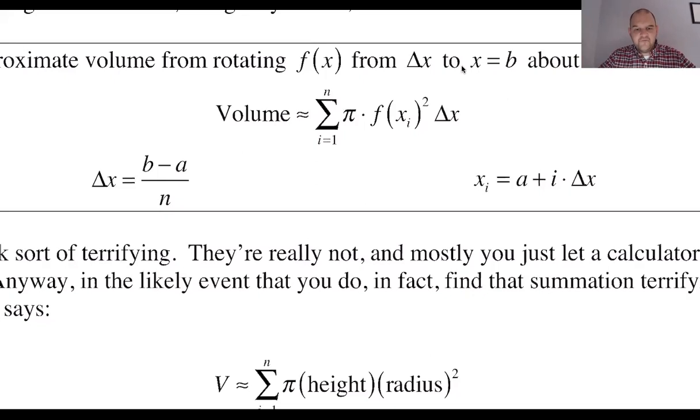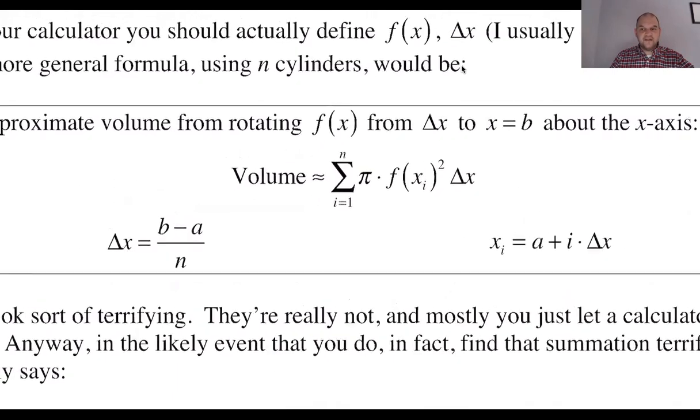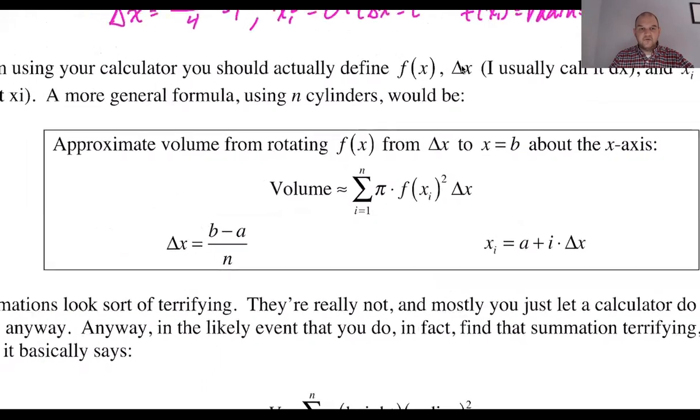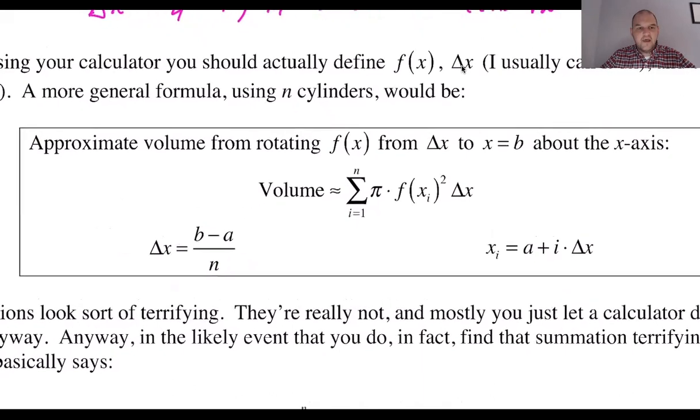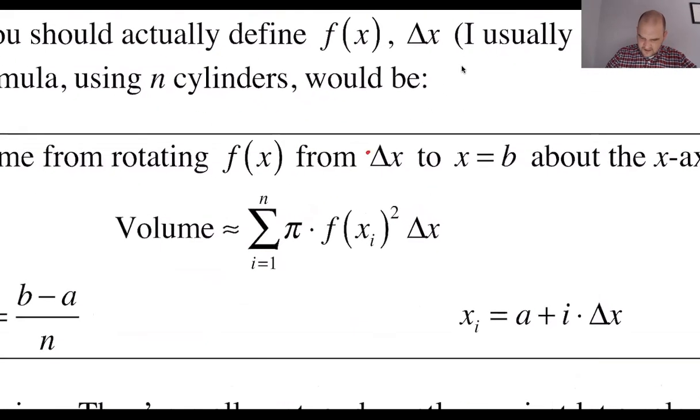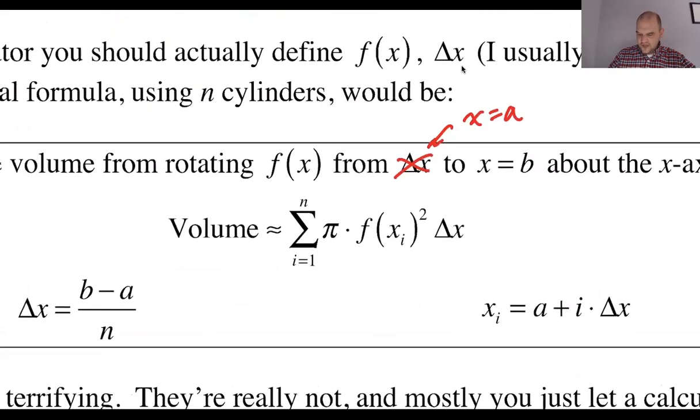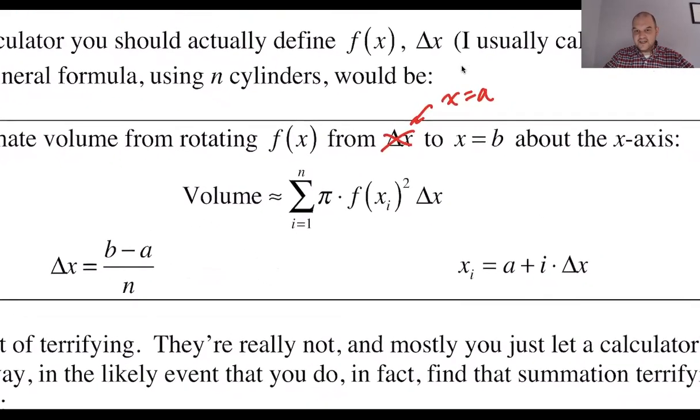So the first thing that I notice is that there's a typo in the notes that has survived for like a decade, and I don't recall anyone ever mentioning this to me. So approximate volume from rotating f of x from delta x to x equals b? No, no, no. From x equals a. How has it survived this long? So this should say from x equals a to x equals b about the x-axis.